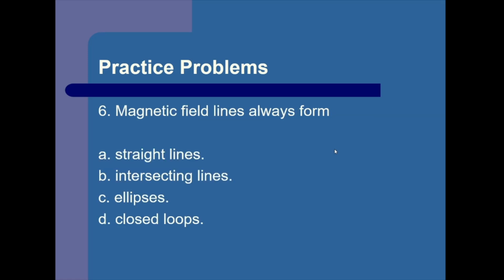All right, practice problem number 6 says magnetic field lines always form straight lines, intersecting lines, ellipses, or closed loops. Well, we learned studying the iron shavings in that cube, we know that magnetic field lines always form closed loops.